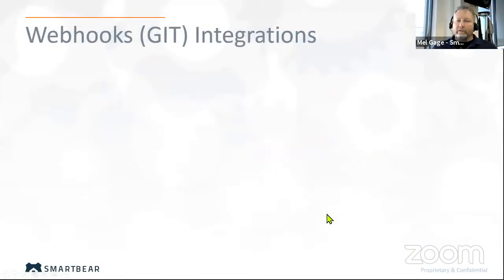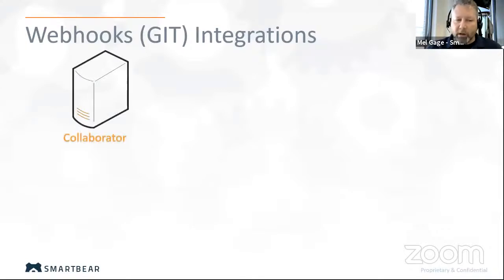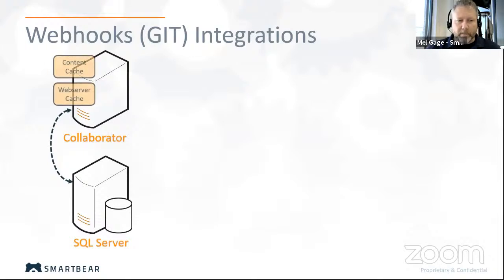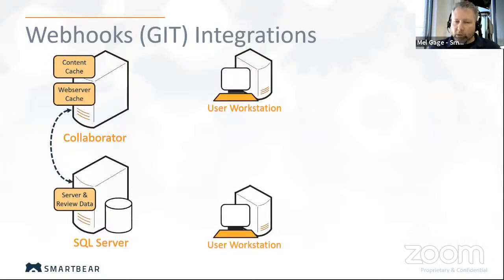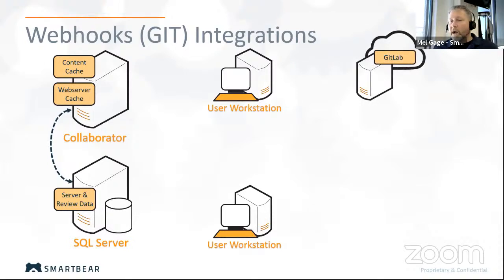So as the industry evolved with the Git workflow and Git integrations, we evolved with it as well. With the webhooks integrations, we start with the same basic setup: our Collaborator server and SQL server, our content. It's all stored in exactly the same fashion. But now we start with our workstations, and we start with our cloud or on-prem versions of the Git-based systems. And today we're going to be talking about GitLab, GitHub, Bitbucket, and Azure DevOps as our latest integration. So these are the four that we're really focused on here at SmartBear for communications with Collaborator.